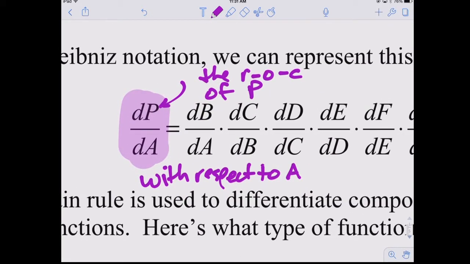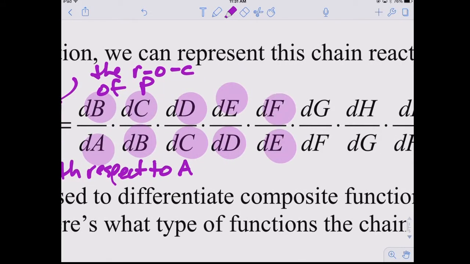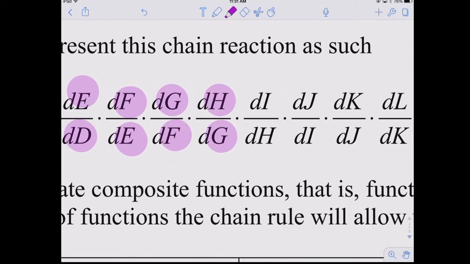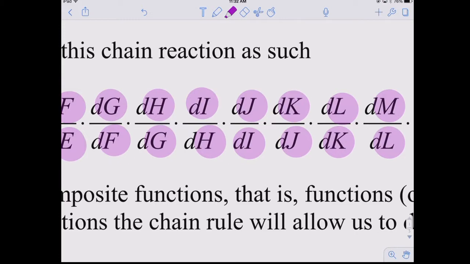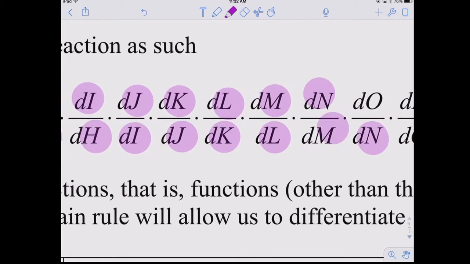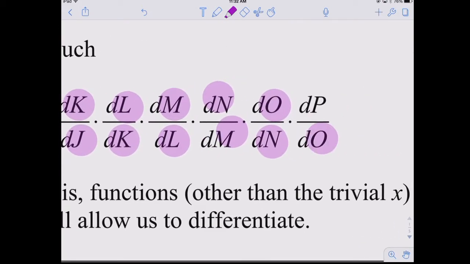dP/dA, the rate of change of P with respect to A, is equal to the rate of change of B with respect to A. That means this is your independent variable in the denominator. So if doing something to A affects B, B then has an effect on C, C then affects D, D affects E, E affects F, F affects G, G affects H, H affects I, I affects J, J affects K, K affects L, L affects M, M affects N, N affects O, and then O ultimately affects P. And there's the chain reaction.